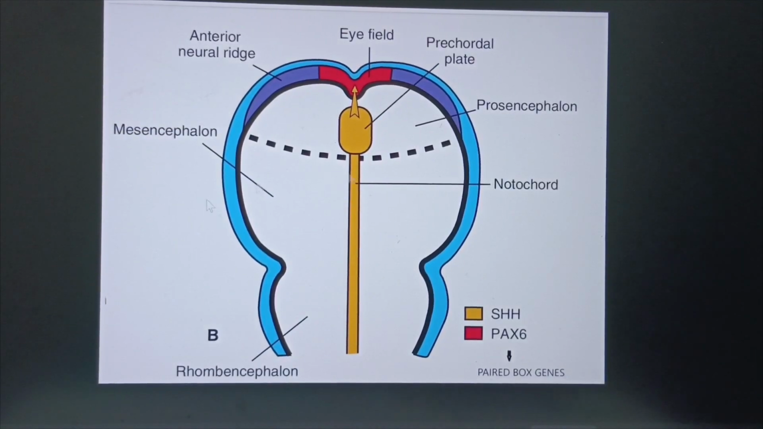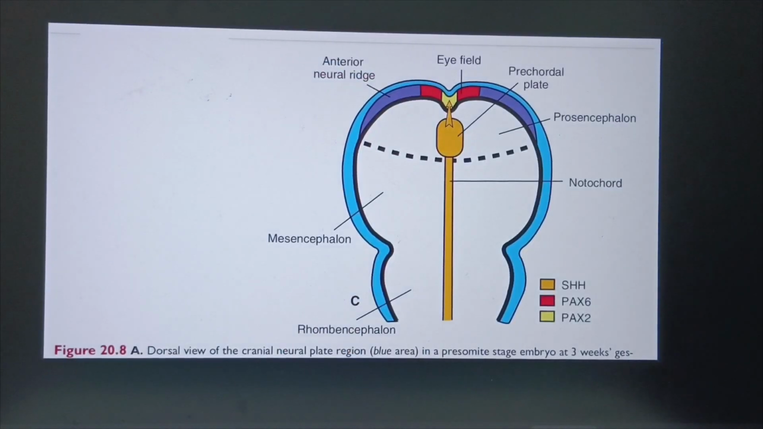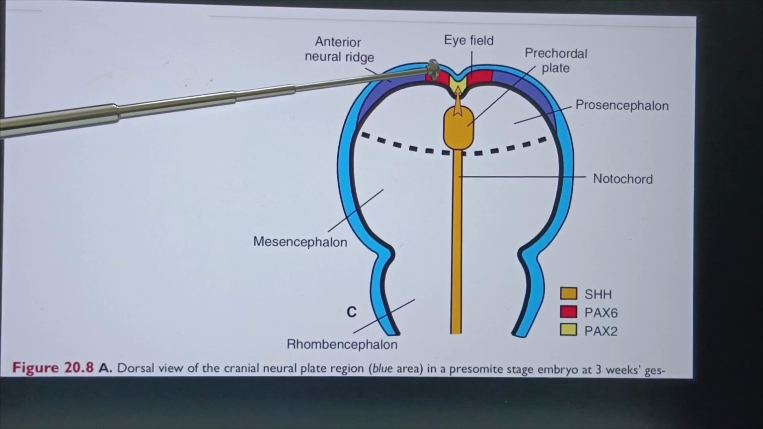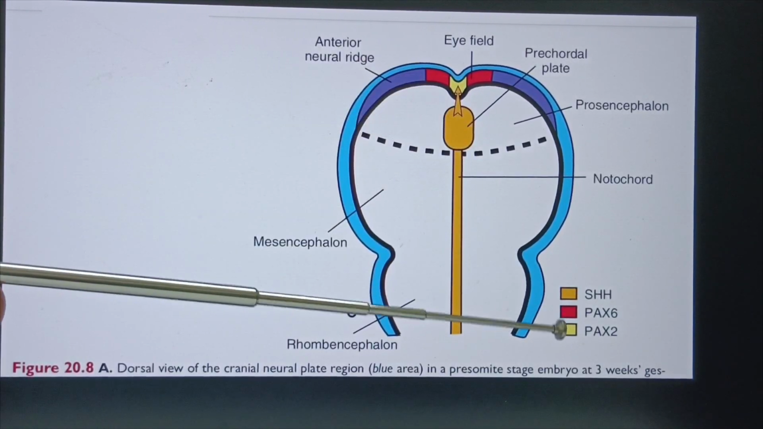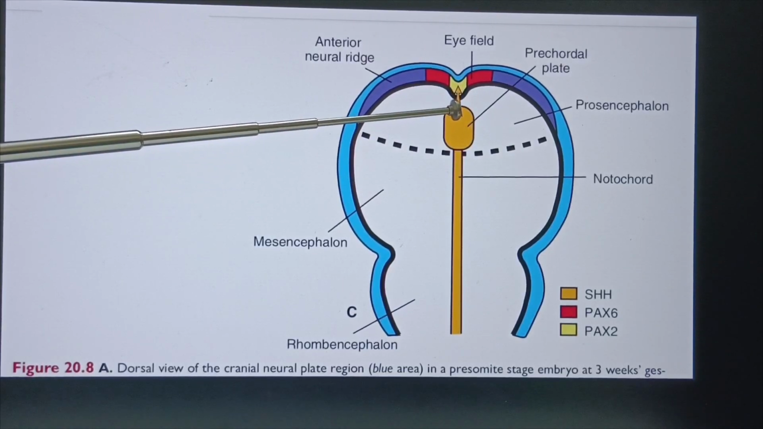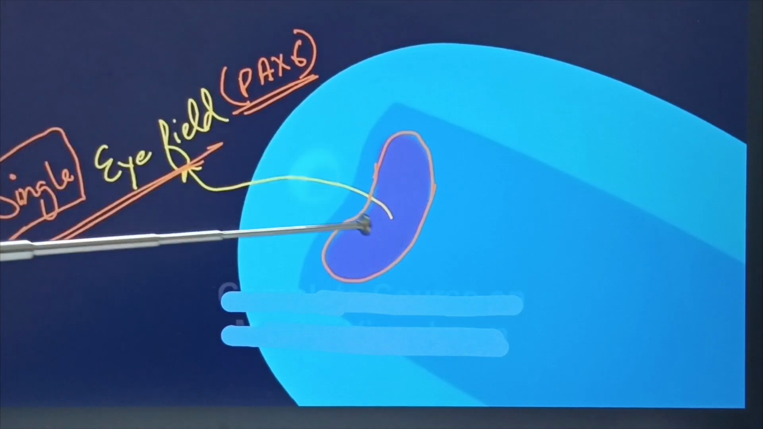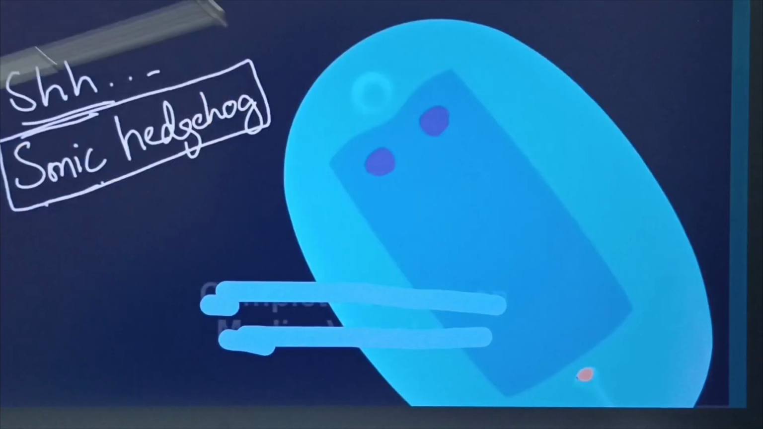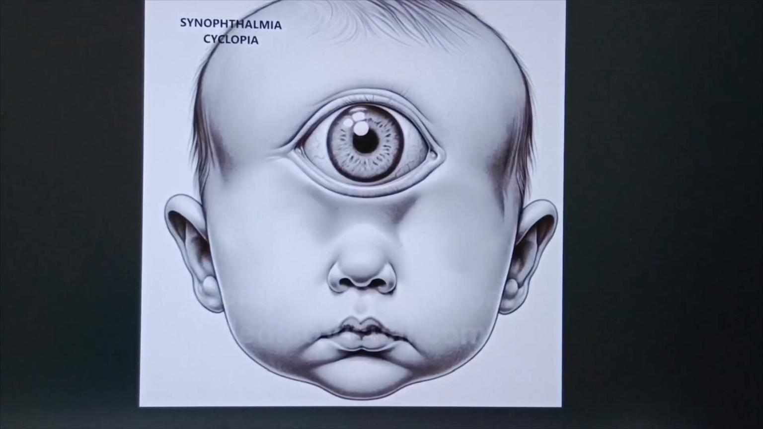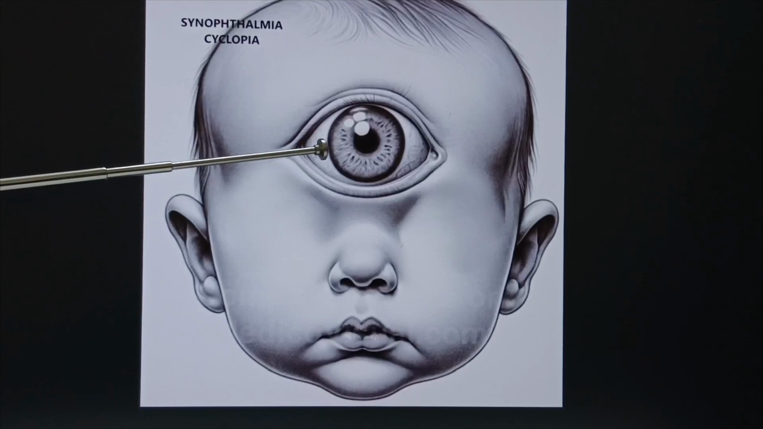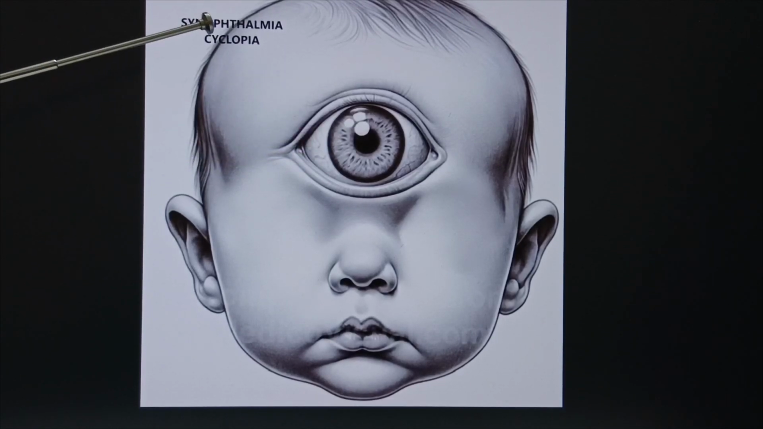Let's have another diagram for this. Now if you see, there are two eye fields now with the expression of PAX2 under the influence of the SHH gene. Okay, now move towards the next picture. Here, the single eye field is shown to be converted into two eye fields, right? Okay, if the gene SHH is not working and we have got only the PAX6 gene which expresses as cyclopia, we could have a single-eyed baby, synophthalmia we label it, right?